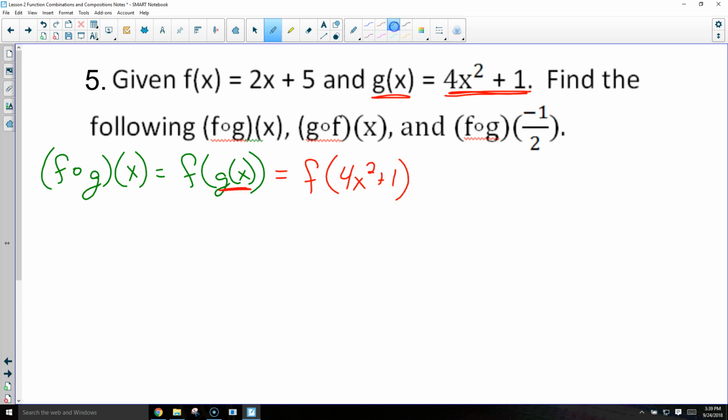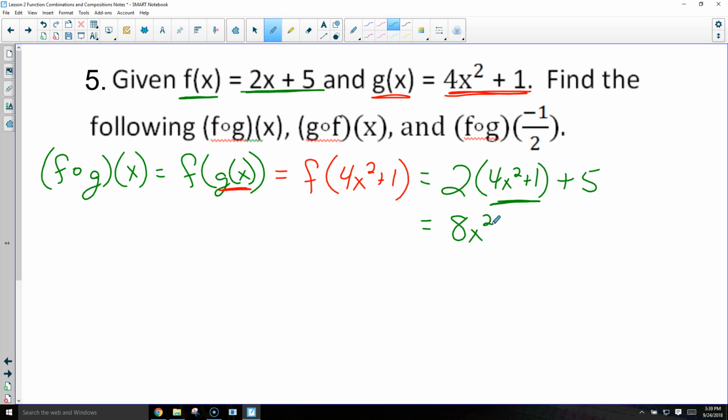So now I take my f of x equation, and I'm going to replace every x with 4x squared plus 1. So it originally said 2 times x plus 5. I just replaced the x with 4x squared plus 1. Distribute here, and I get 8x squared plus 2, and then plus the 5 more would be plus 7. So that's f composed of g of x.